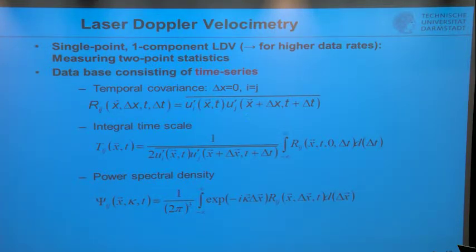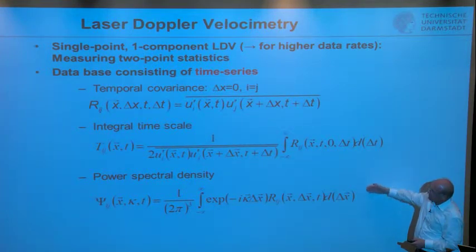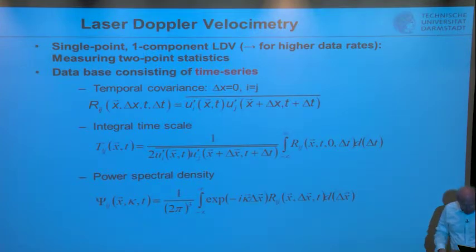But if you do this only in time, then you just do this measurement at the same location, but at different subsequent times, and get the integral time scale that we discussed. What we had not discussed is if you use that by Fourier transform, you then receive the power spectral density. That is the turbulence spectrum of your flow.